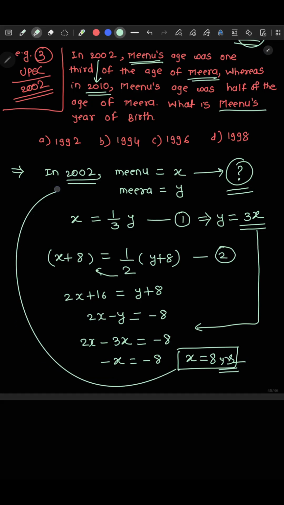In 2002, Minu's age was X. Okay, so in 2002 Minu's age is 8 years. We have to find out the year of birth. So let's subtract from 2002. If I minus 8, then what is the answer coming? 1994, right? And hence option B is correct.